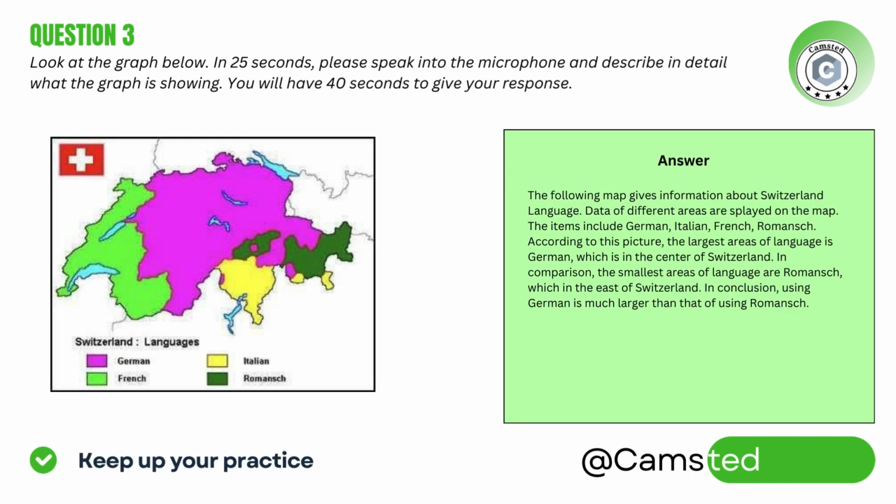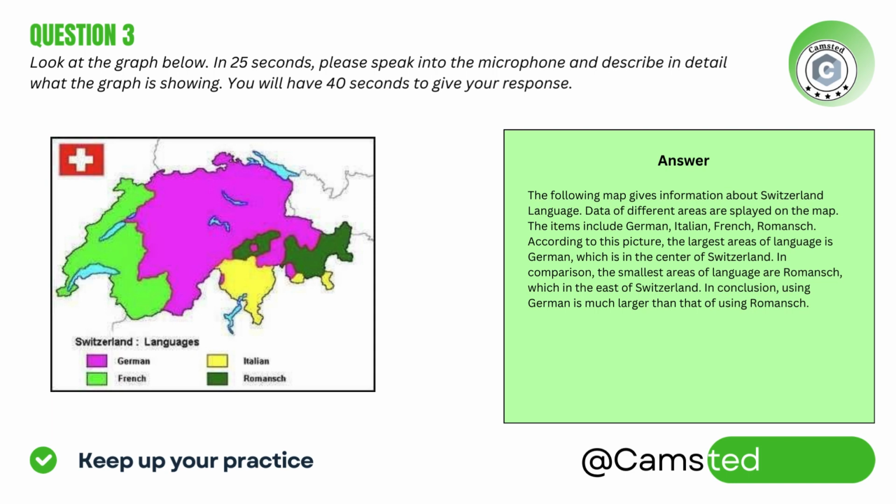The following map gives information about Switzerland language. Data of different areas are displayed on the map. The items include German, Italian, French, Romance. According to this picture, the largest area of language is German, which is in the center of Switzerland.